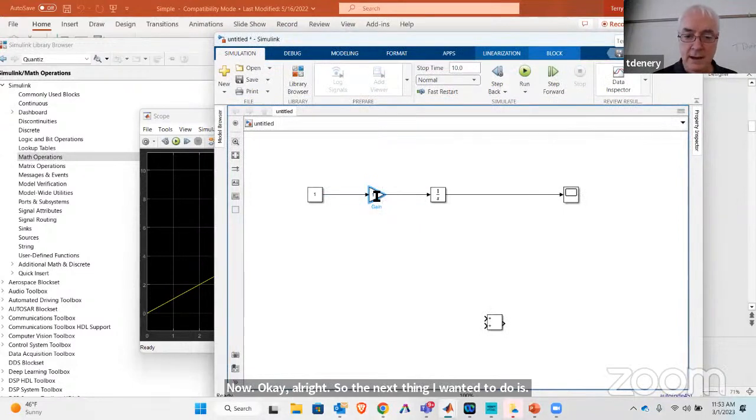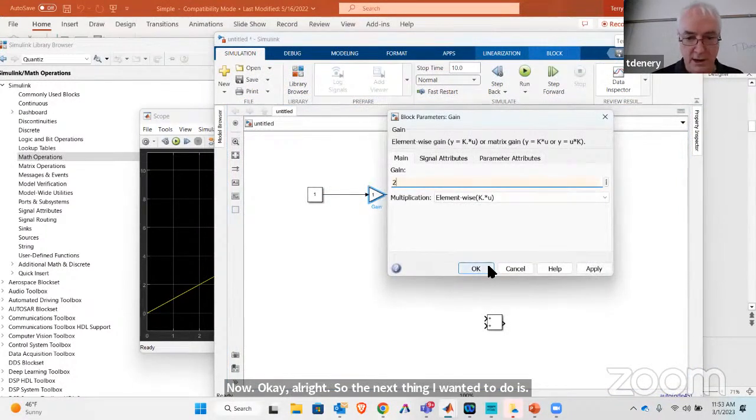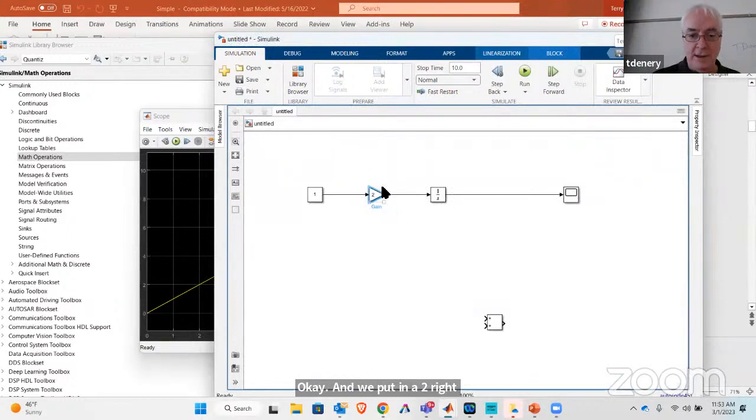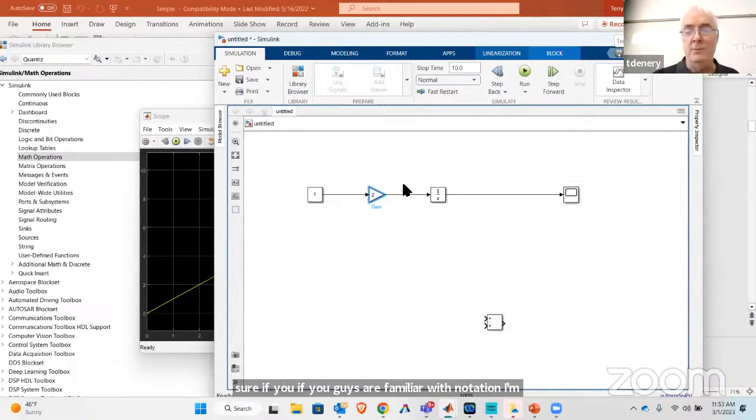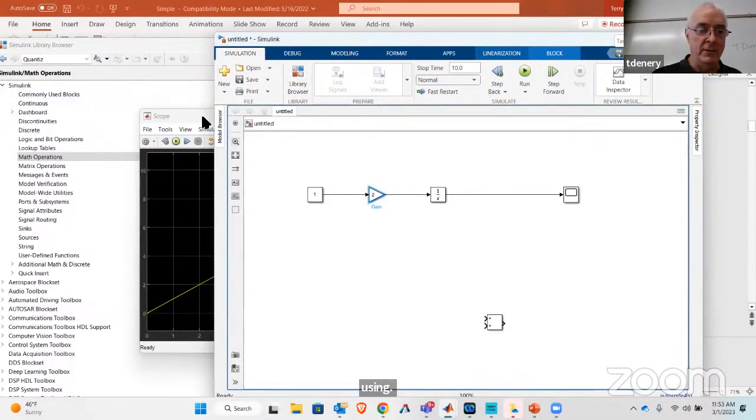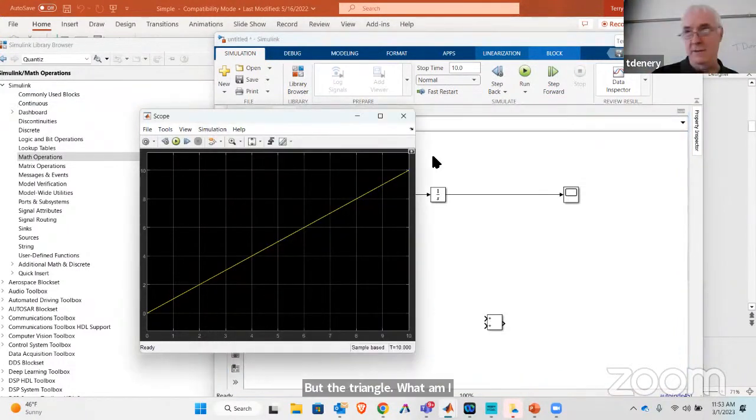okay, and I'm going to put in a 2 right here. Now I'm not sure if you guys are familiar with the notation I'm using, but the triangle. What do you expect this time? So it went from 0 to 10 in 10 seconds. Okay, so that 2 is a multiplier, right? And so now we'll get to 20.